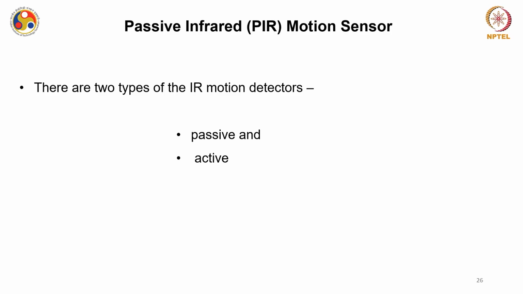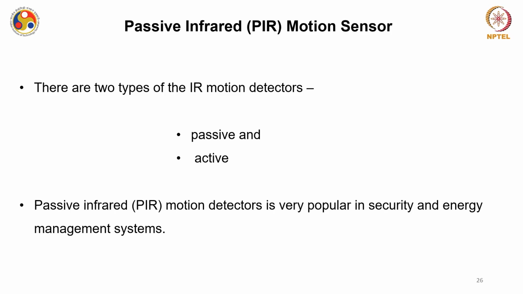Now, let us quickly discuss the passive infrared motion sensor. We have seen several active devices, but we have not discussed any passive IR motion sensor. As you know, there are two types of IR motion sensor: either you have a passive or you have an active motion sensor.